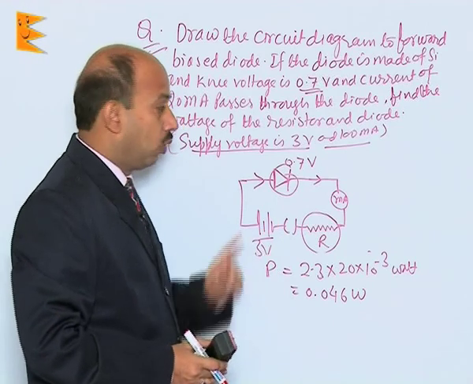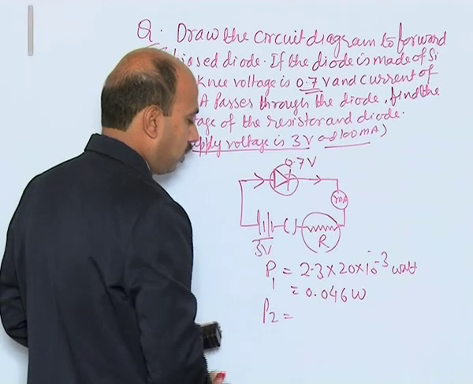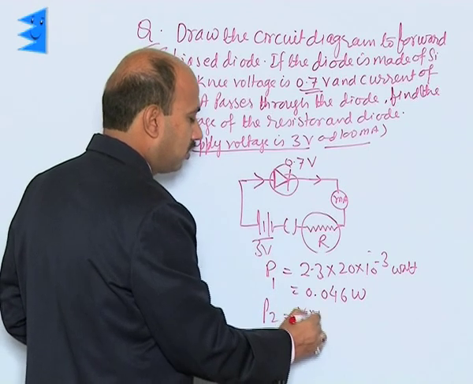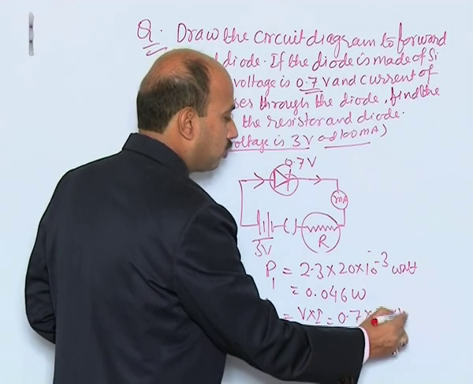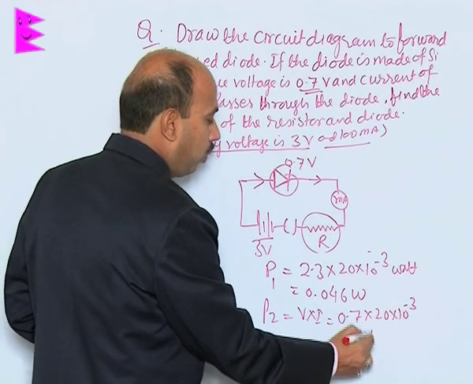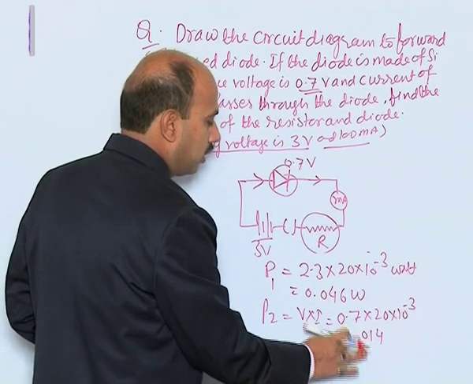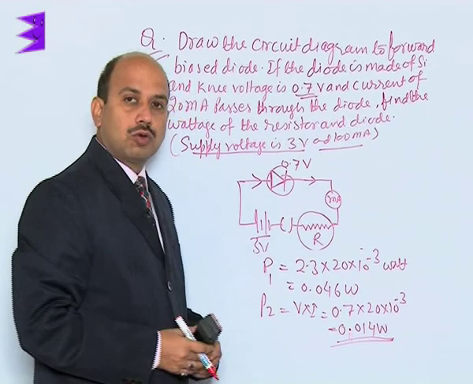Similarly, we can take the wattage of the diode. The wattage of the diode, P2, is equal to V into I, that is 0.7 into 20 into 10 raised to power minus 3, and that will become 0.014 watt. So this is the wattage of the diode.